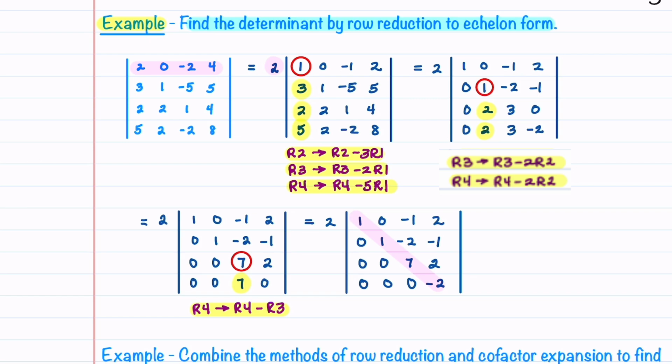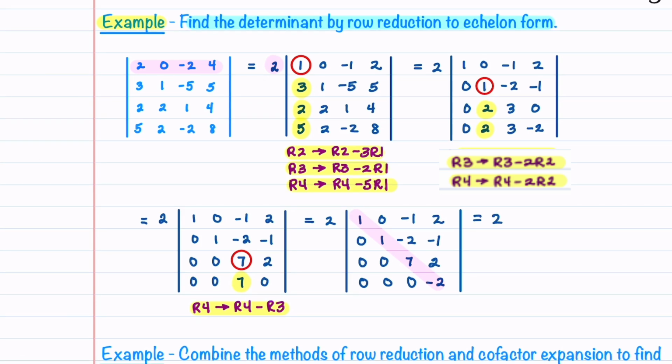Our determinant is now in upper triangular form, and the value of our determinant is just going to be the product of the entries along this main diagonal. So our answer is equal to 2 times 1 times 1 times 7 times minus 2, which gives us a value of minus 28. Using the method of row reduction to calculate a determinant is really effective when you have a large determinant.